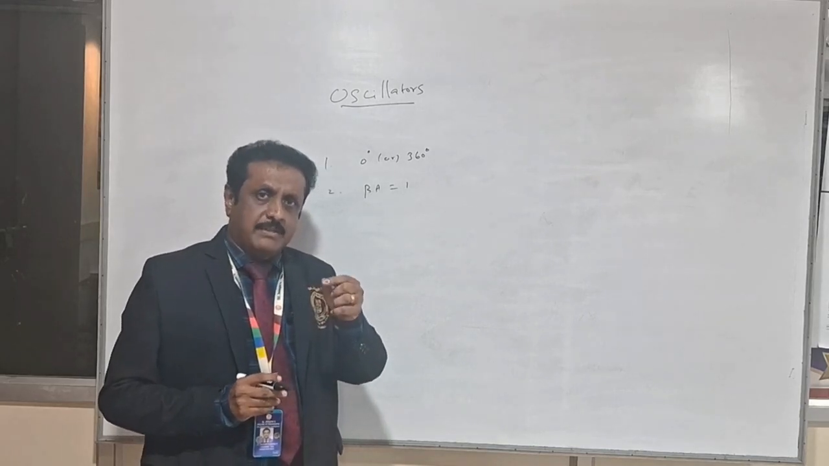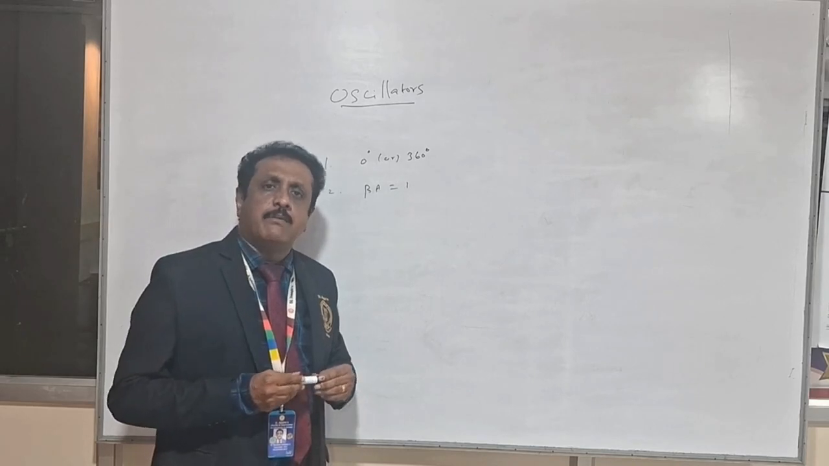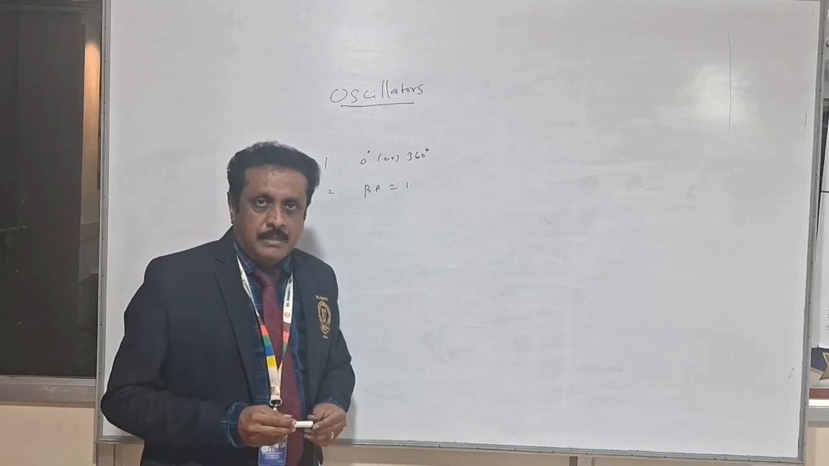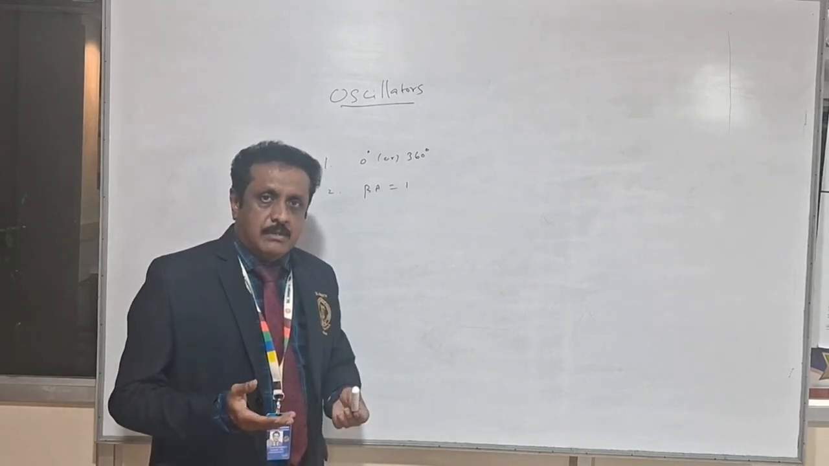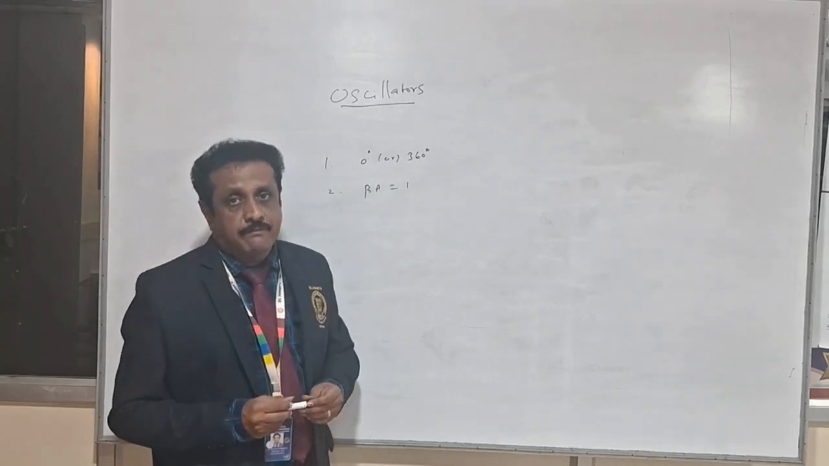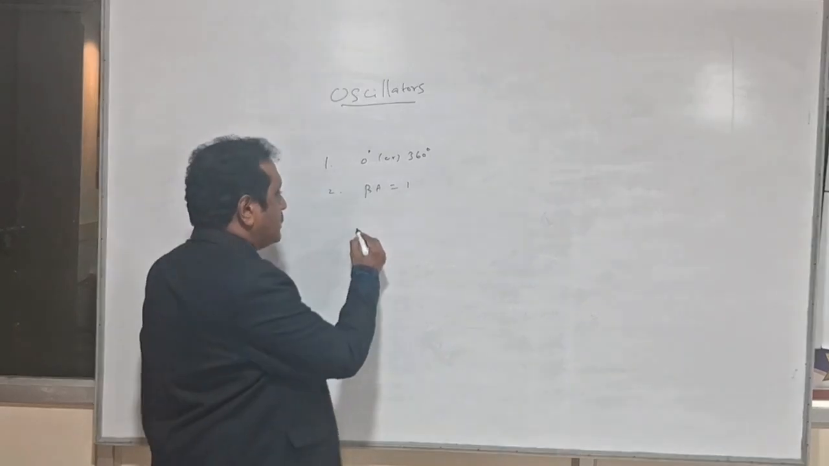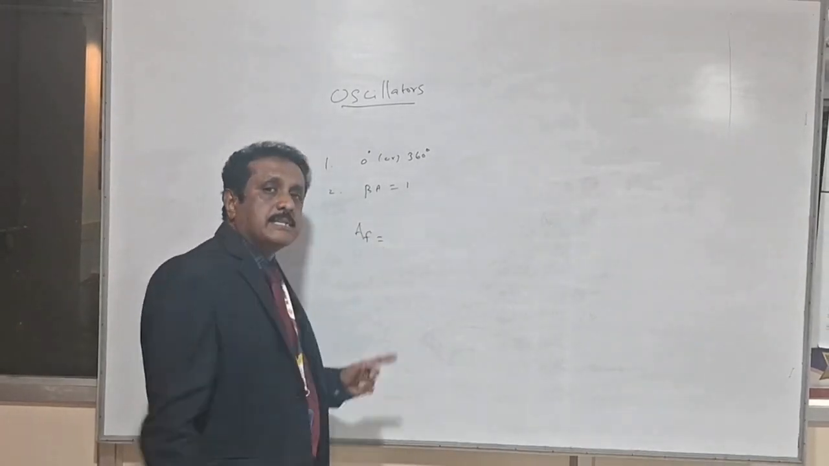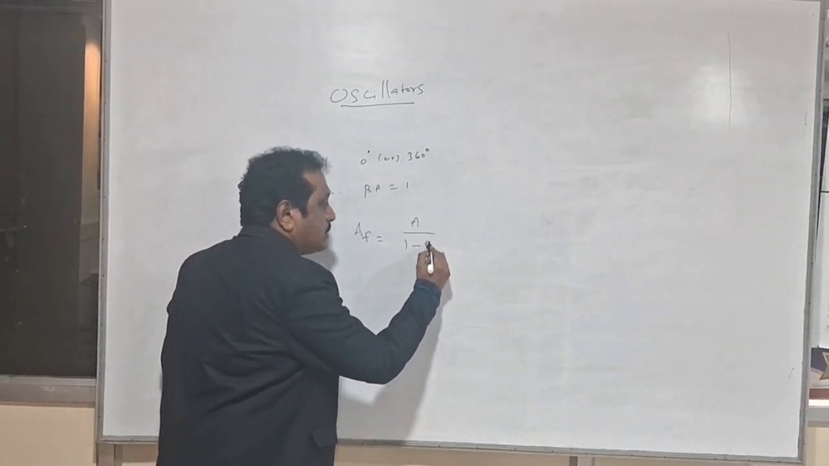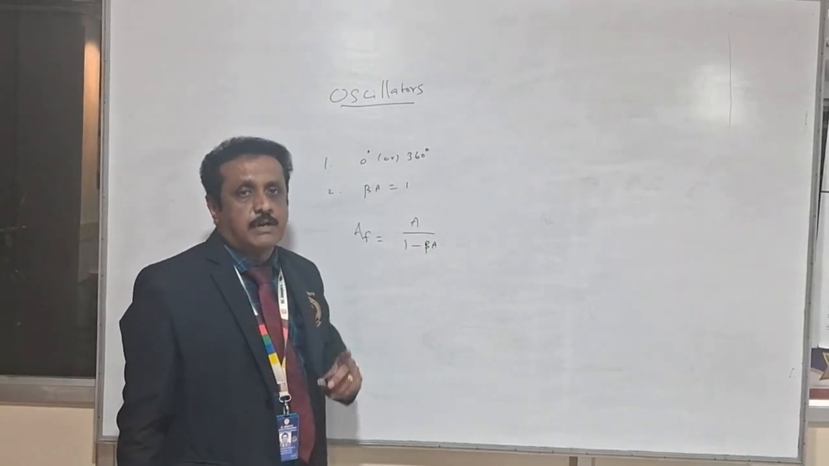So the oscillator is one of the examples of the positive feedback concept. We have two types of feedback: one is negative feedback, the other one is positive feedback. Normally all amplifiers utilize negative feedback, but oscillators utilize positive feedback. The gain with positive feedback is AF, which is equal to A divided by 1 minus beta A, where beta A is the loop gain of the oscillator.